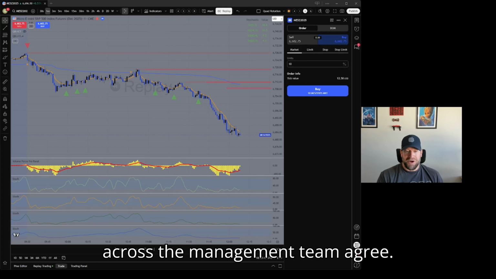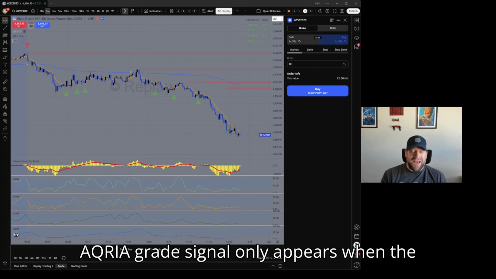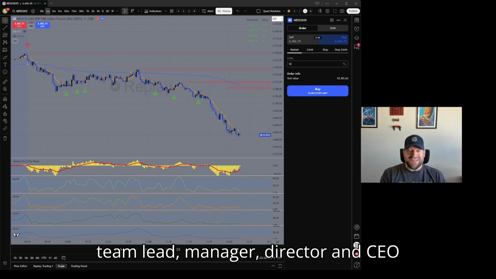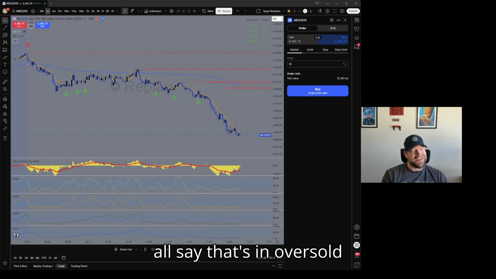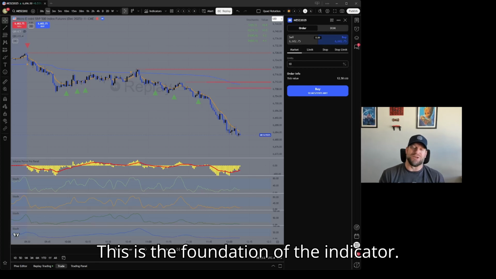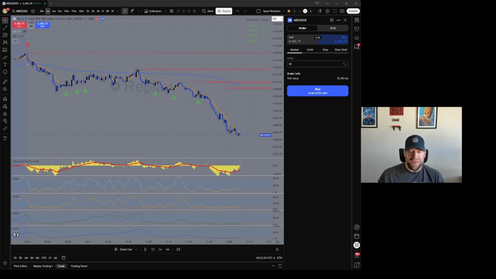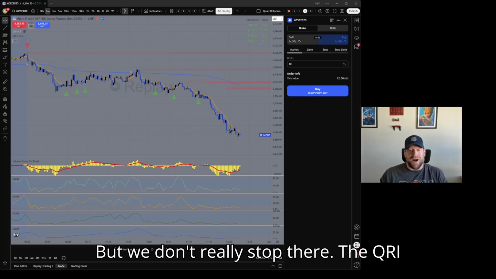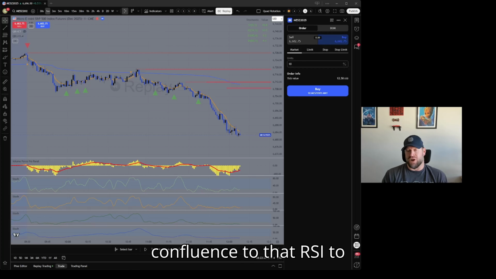And when you have a high probability trade, it only occurs when all 4 levels across the management team agree. A QRI A-grade signal only appears when the team lead, manager, director, and CEO all say, that's in oversold territory. You should be looking for a long. This is the foundation of the indicator. But we don't really stop there. The QRI then layers 3 more levels of confluence to that.